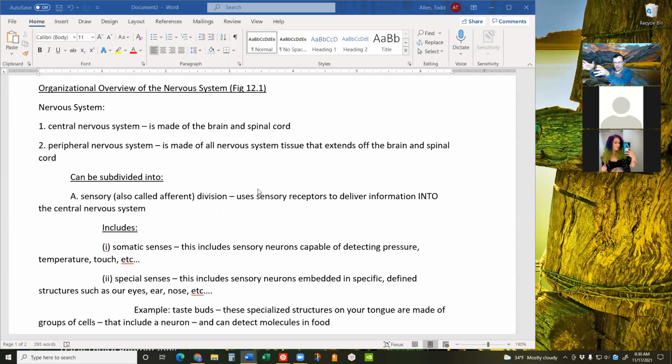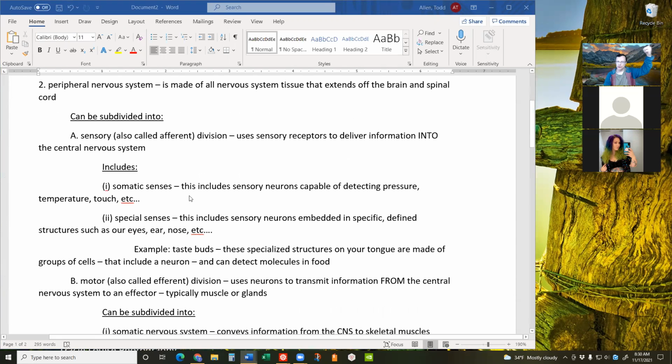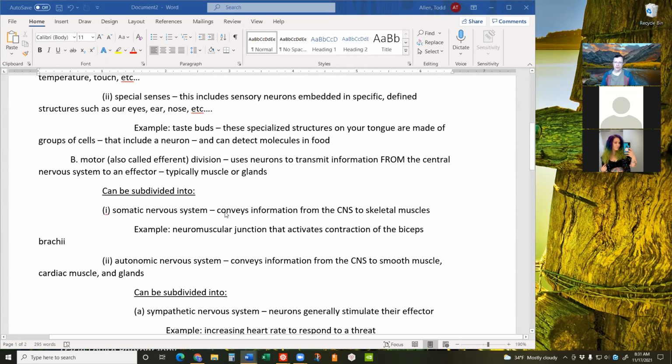You take the peripheral nervous system and you walk further down the pyramid. You divide it into the sensory division, which sends information into the central nervous system. That includes somatic senses, capable of detecting touch, pressure, etc., and special senses for things like vision, hearing, smell. The second subdivision of the peripheral nervous system is the motor division. Okay, that sends information out of the central nervous system to a target organ, typically a muscle or gland.